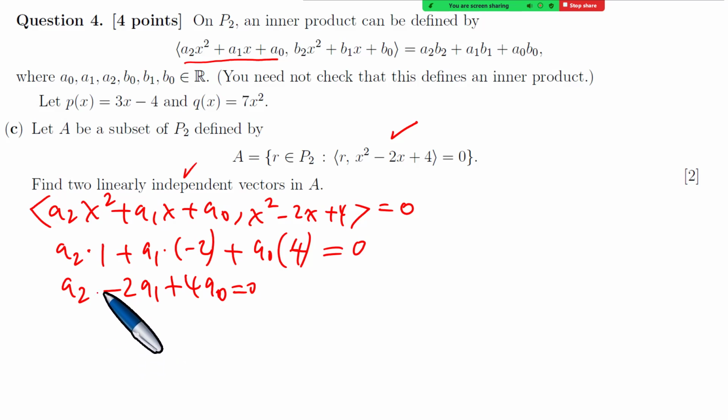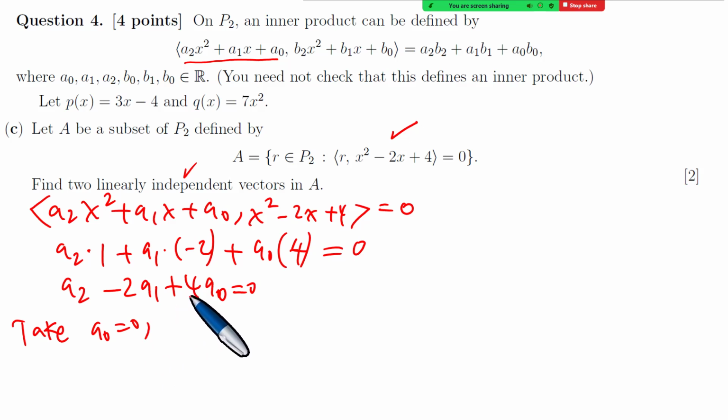Because of this, you need to use your ingenuity. The examiner would be very open to many answers from the students as long as the answers work, so that when you take the inner product it is 0. So you can take, for instance, A naught to be 0.